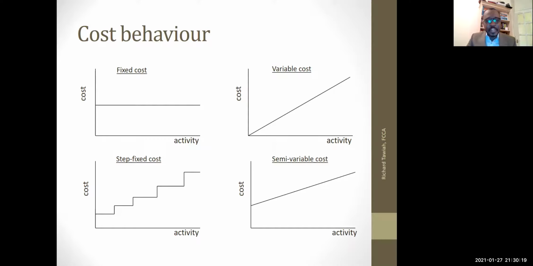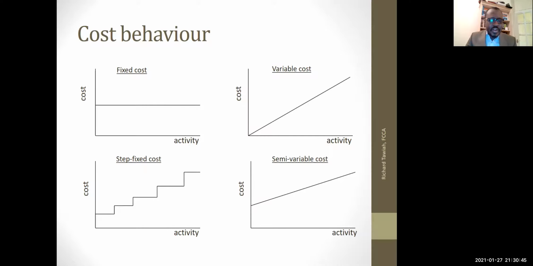You can see from the graph here that when activity level was increasing, the fixed cost remains fixed forever. If it is 10,000, it stays 10,000. You can produce 10,000 or 100,000 units, and the fixed cost will still remain 10,000. Variable cost, once the activity is zero, is also zero. Once the activity level increases, variable cost also increases in line with activity level.